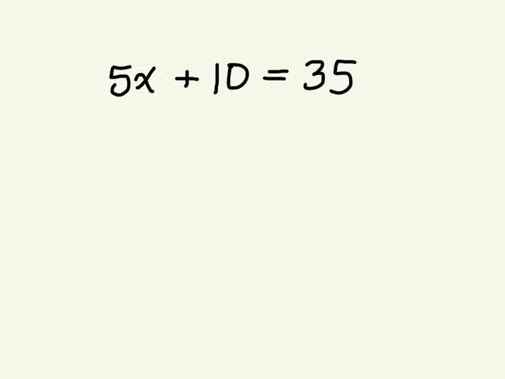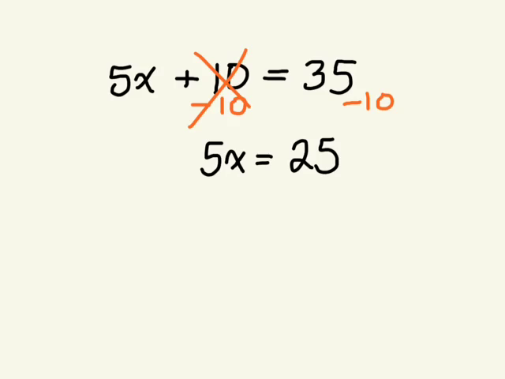Okay, the first thing we want to get rid of is this 10. So I'm going to take 10 away. If I take 10 away from the left side, what do you have to do to the right side? Take 10 away. Well, this is gone now. So I have 5x equals, what's 35 take away 10? 25. Okay, we're always doing the opposite operation. If it's adding 10, we take away 10.